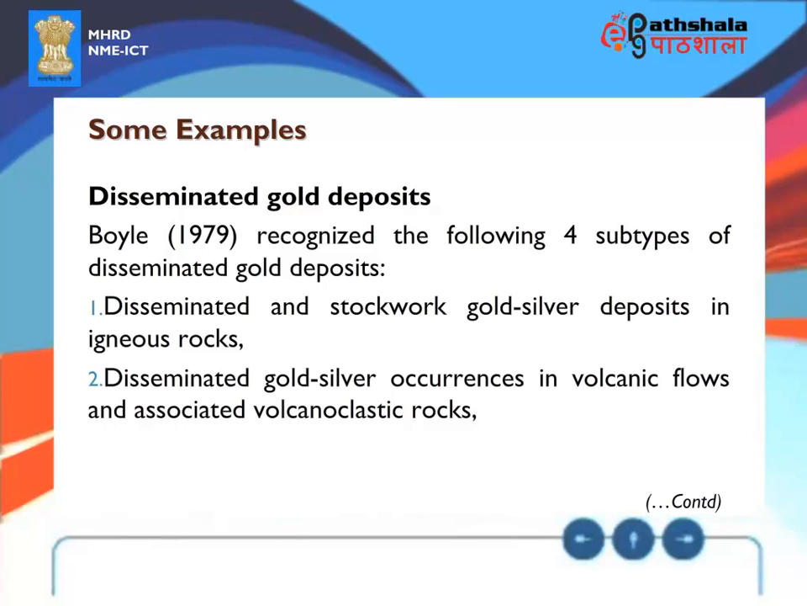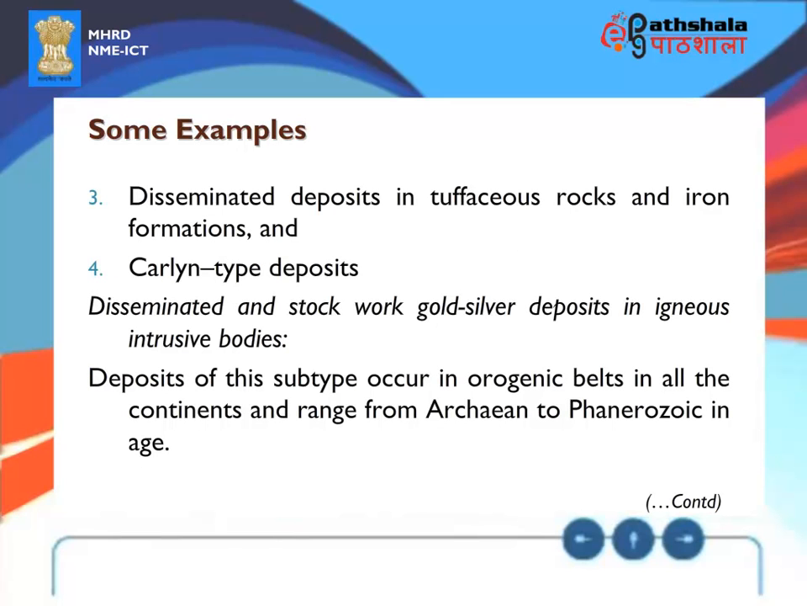Disseminated gold deposits. Boyle, 1979, recognized the following 4 subtypes of disseminated gold deposits. 1. Disseminated and stockwork gold-silver deposits in igneous rocks. 2. Disseminated gold-silver occurrences in volcanic flows and associated volcanoclastic rocks. 3. Disseminated deposits in tufaceous rocks and iron formations. And 4. Carlin-type deposits.